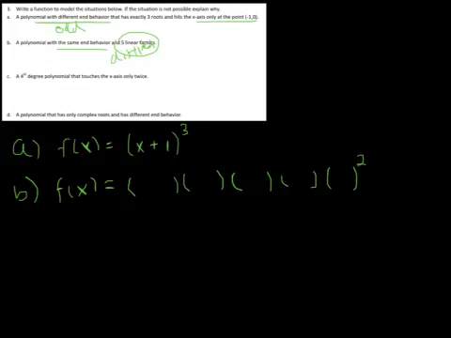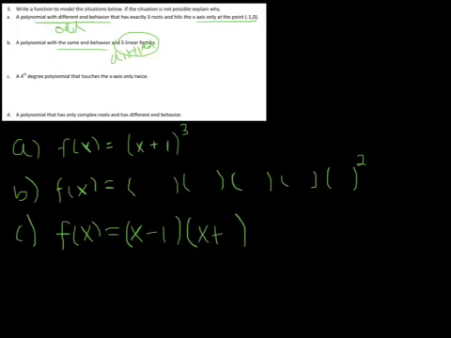A 4th degree polynomial that touches the x-axis only twice. So if it hits the x-axis only twice, that means there can only be 2 places where it hits the x-axis, in other words 2 roots that are in effect. And so that means that both my linear factors, because each linear factor will give me a particular root, well, they both must be different, so perhaps x minus 1 and x plus 1. But they both must be squared because this is a 4th degree polynomial.